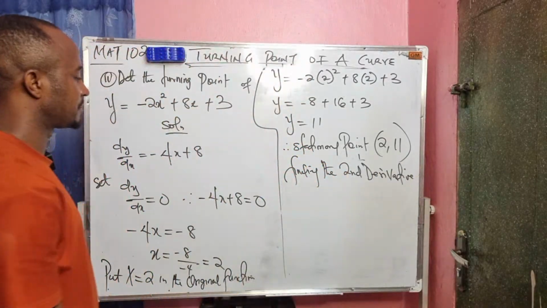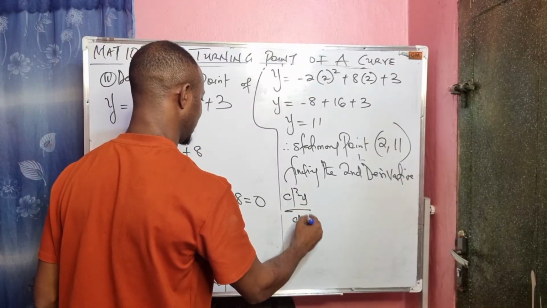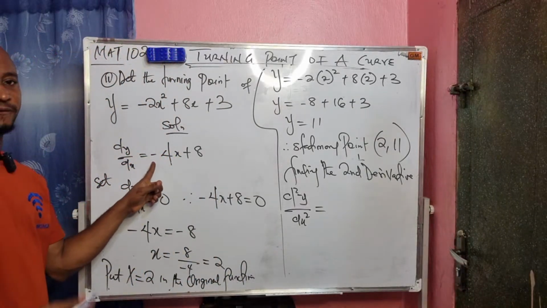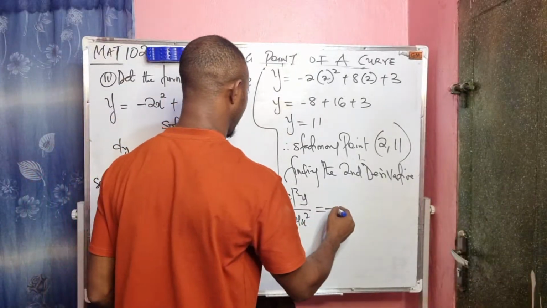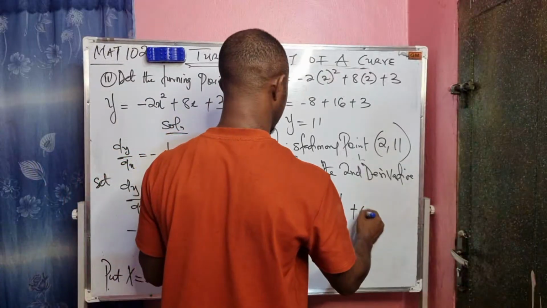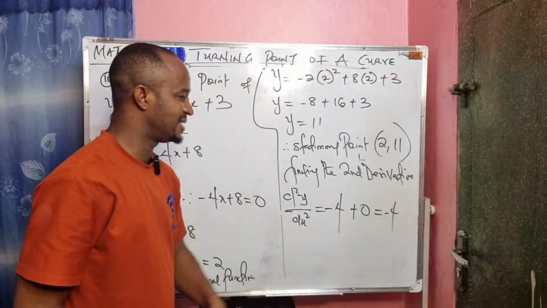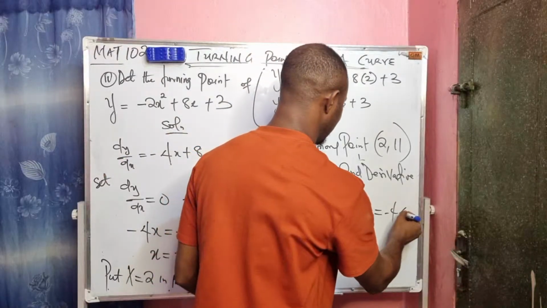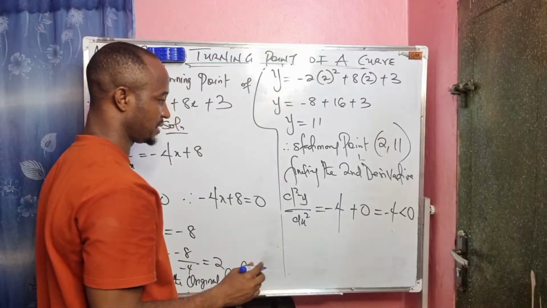Let's check this out. The d²y over dx² means I will differentiate this further. When you differentiate minus 4x, the answer is definitely minus 4. When you differentiate plus 8, the answer is definitely 0. So the answer is what here? Minus 4. And is minus 4 less than 0 or greater than 0? Minus 4 is less than 0. So what do we have here? We have the maximum turning point.